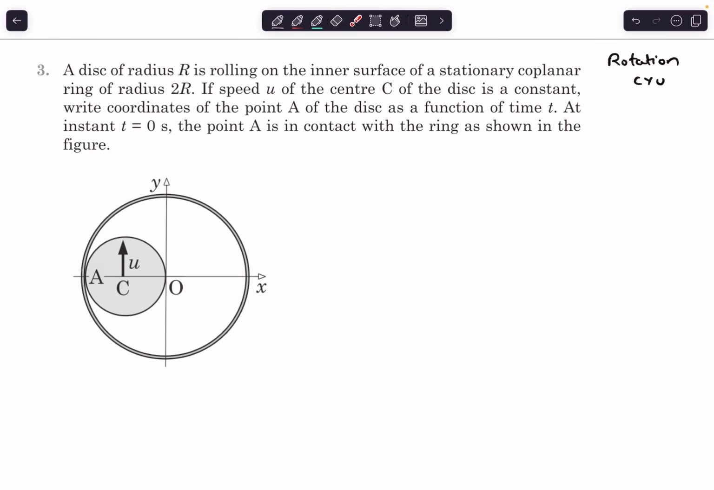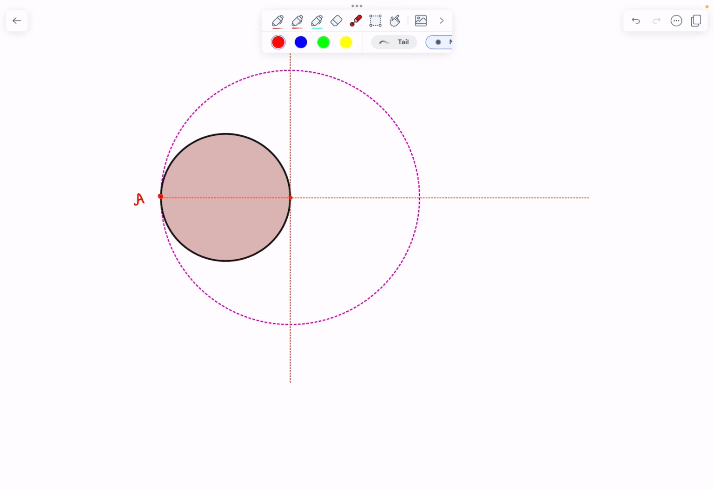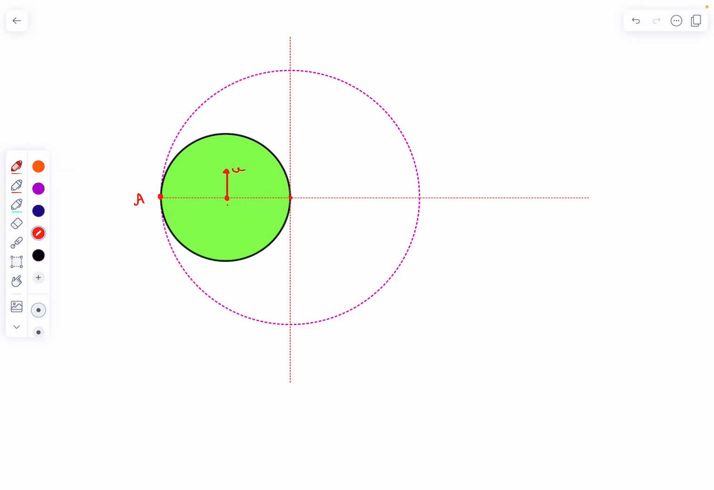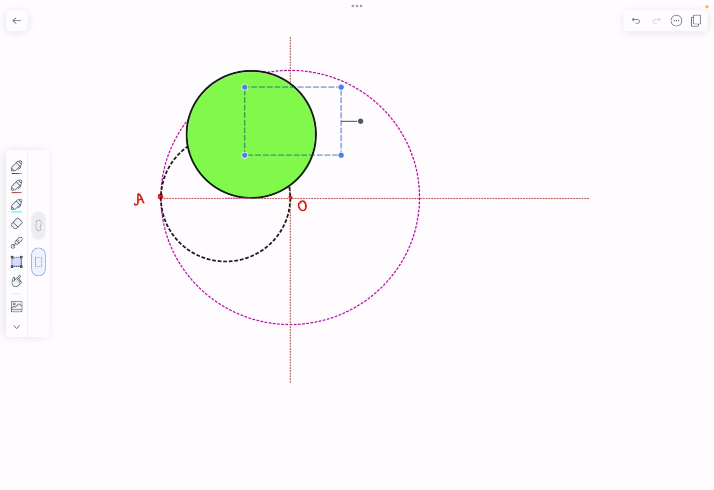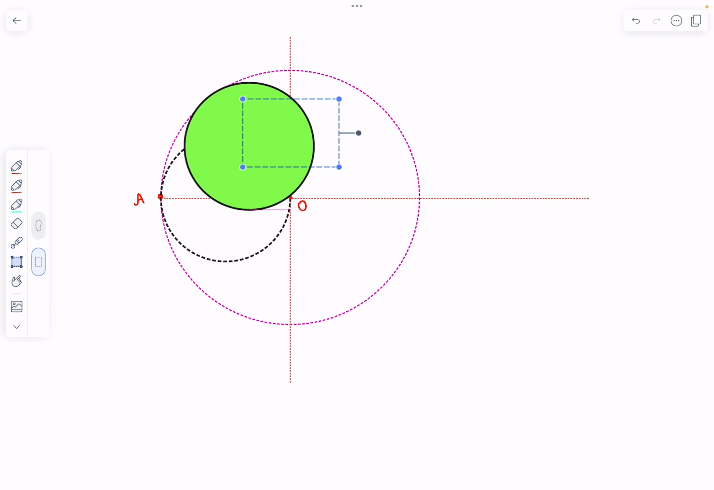So yeah, let's start by drawing a diagram. So this is the diagram of the situation. It's given to us that the center of this disk moves with a constant velocity of u. So let's call the center of this disk C and the center of the bigger disk O. Now let's rotate the line CO by some angle, let's say theta. So the disk finally comes to a point somewhere over here, and we'll hide the initial location of the disk by using these dotted lines.